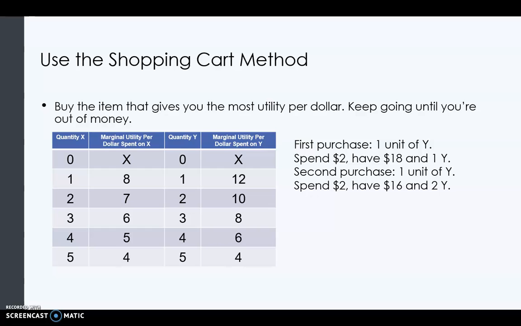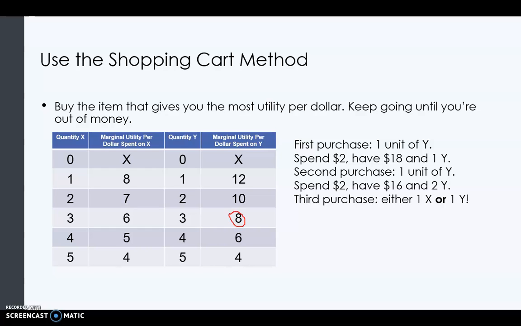We have $16. Now we're going to have to make our third purchase. We've already bought 2 units of y. So now we have, oh, this is interesting. First unit of x is 8. Second unit of x, third unit of y is 8. Huh.